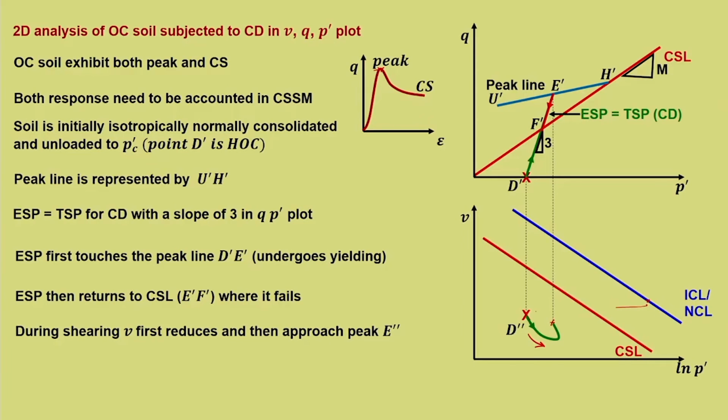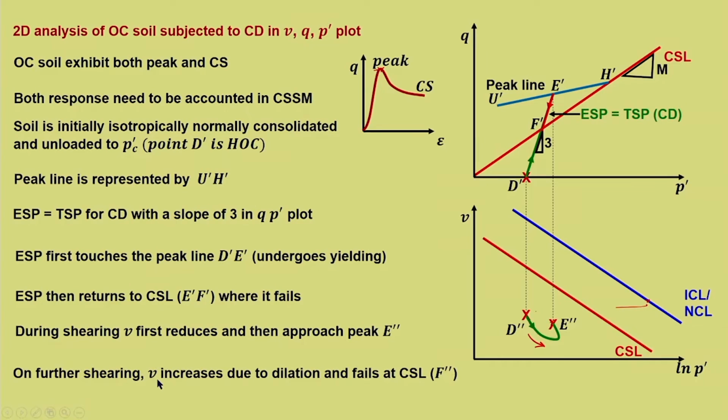So, then once it has started dilating, it will be in the upward direction, V will start increasing. So, on further shearing, V increases due to dilation and fails at CSL, the point F double dash. So, that F double dash is the point towards which it fails. So, V initially reduces then increases. So, whatever we have learned in module 2, it is all mapped onto a critical state framework.